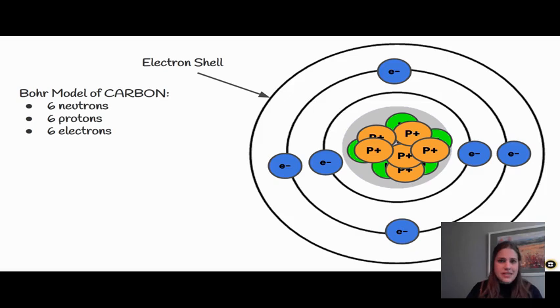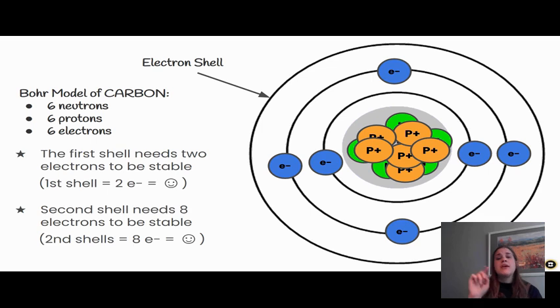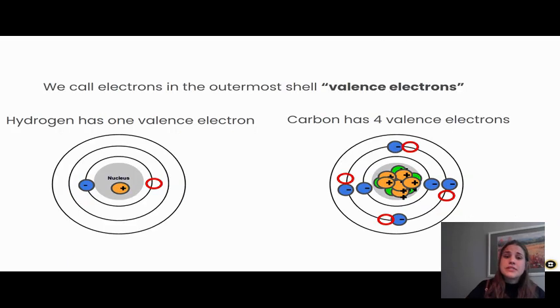But carbon's not happy because in that second shell, you want there to be 8 electrons in order for that element, that atom, to be happy, to be stable and not reactive. So carbon could have another one there, another one there, another one there, and another one there. And then it would be fulfilled. And that's pretty much learning target 2. Which brings us to learning target 3.